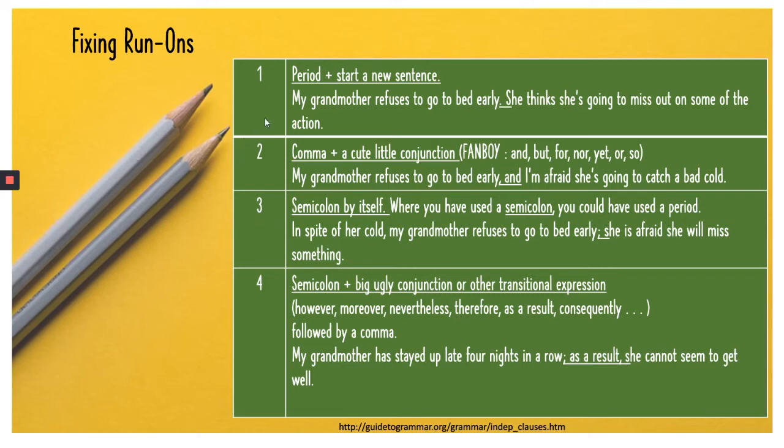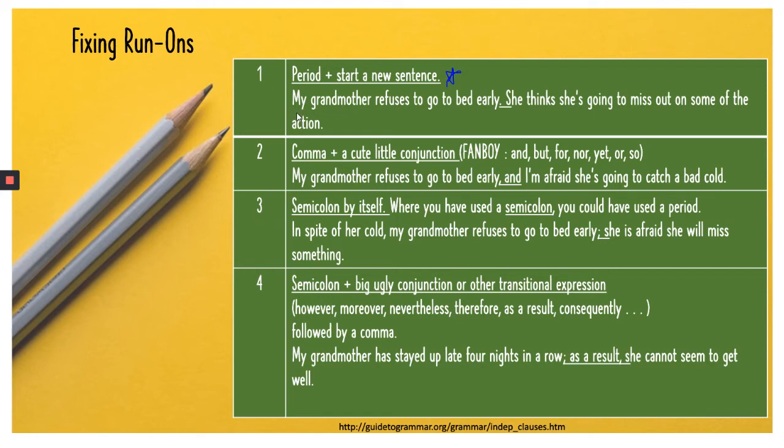So the first way that we can fix a run-on is by just ending it. We're going to add a period and start a brand new sentence. So this is number 1 because this is the easiest way that we can stop a run-on. We just stop it where it starts. So here's an example. My grandmother refuses to go to bed early. She thinks she's going to miss out on some of the action.